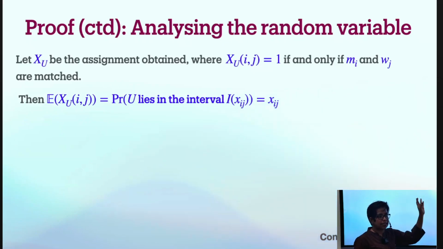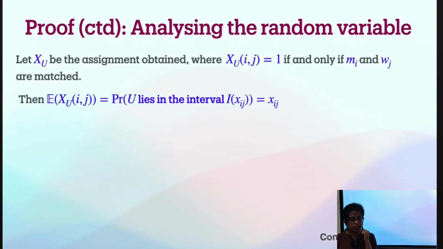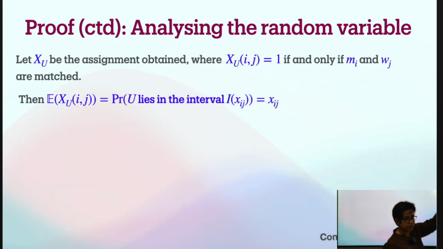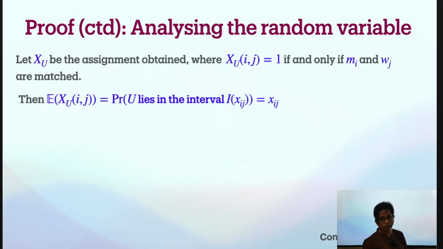The probability that U falls in the interval x_ij is equal to the length of x_ij. The length of x_ij is literally this x_ij value, right? There is a lot of abuse of notation, but I can keep saying interval of x_ij, and so it just loads up the terminology. Okay.